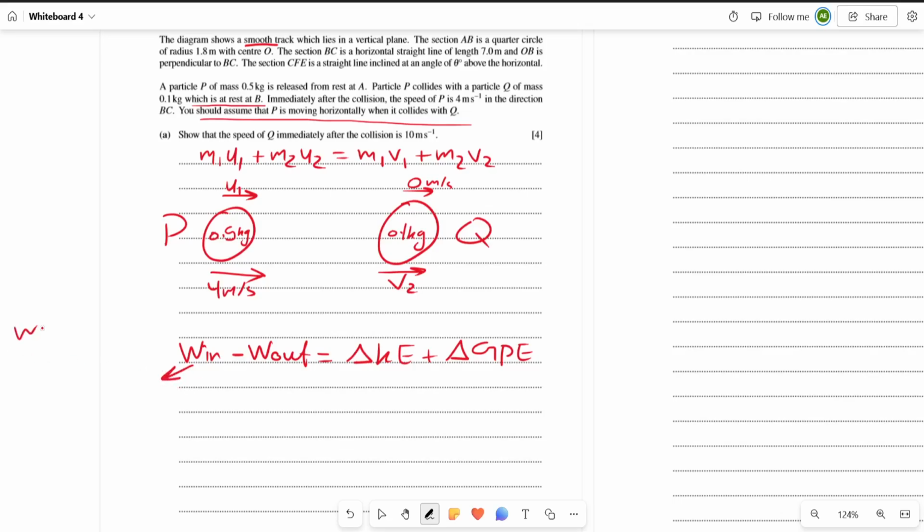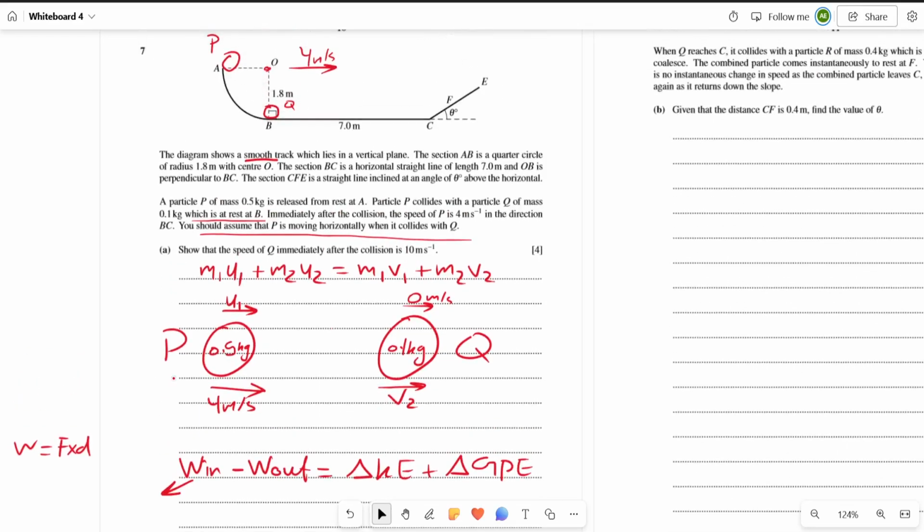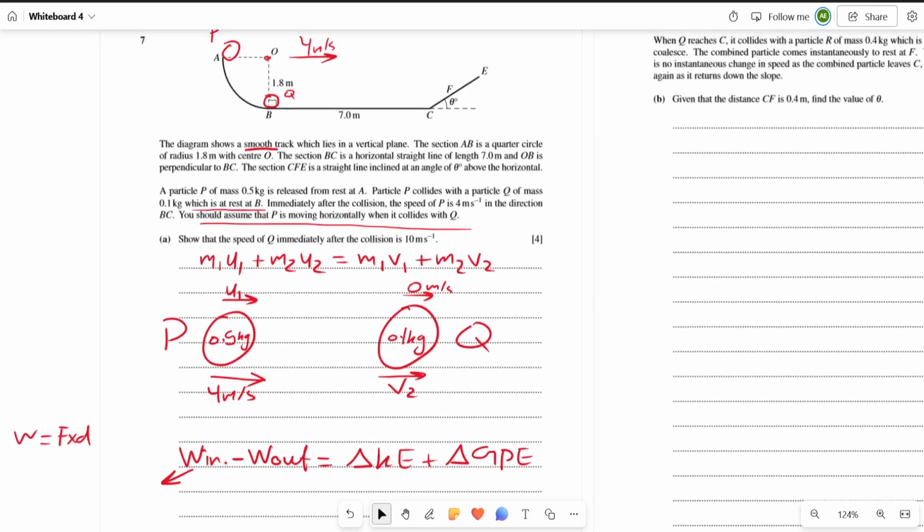We know that work is due to a force. Work is force times distance. Work in is due to any force that's giving energy into my system. For example, a driving force, a pushing force, or a pulling force, something that's giving energy to my system. If I'm pushing P down, or pulling it this way using a force, this is going to contribute to the work in. Do we have any external force?